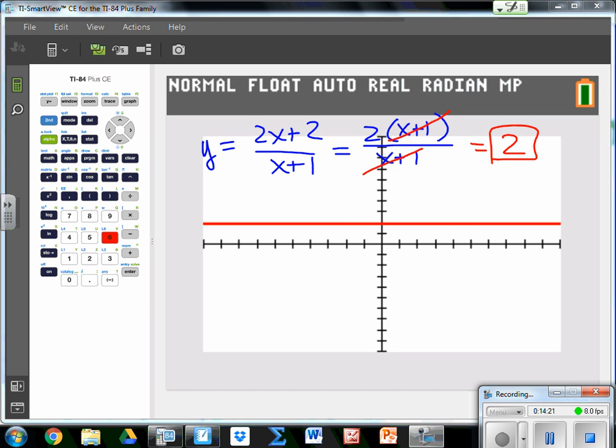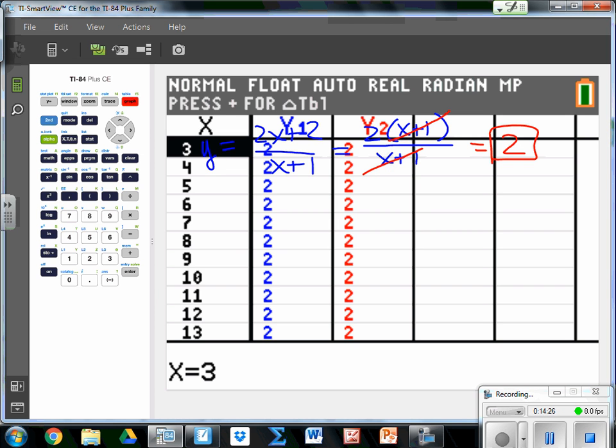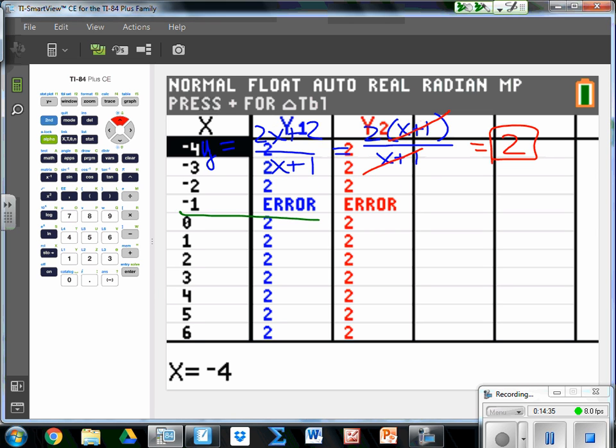I'm going to go to the table, and I want to show you something that is kind of sneaky that you probably didn't see. Okay, so let me scroll. Ooh, look at that. What is that, and why is it there? So it says error at x equals -1.